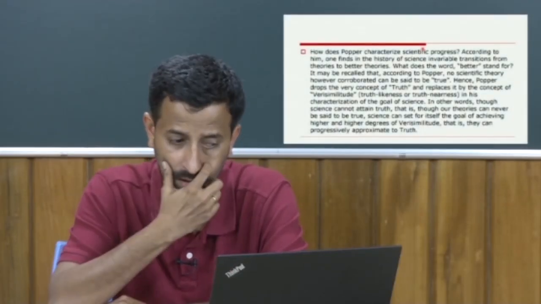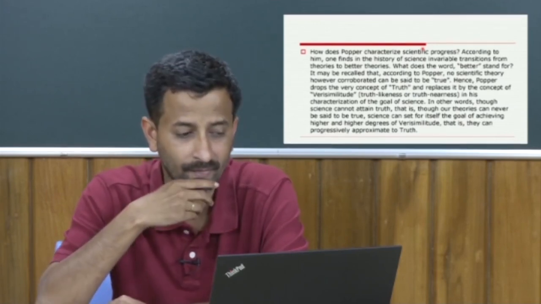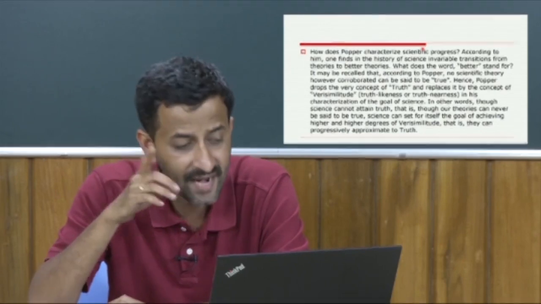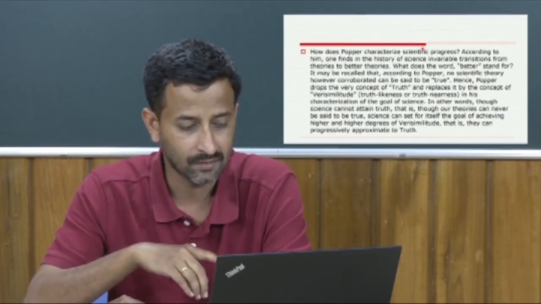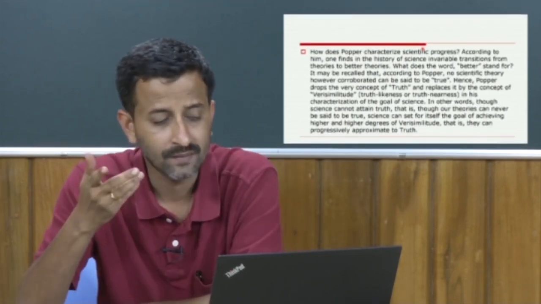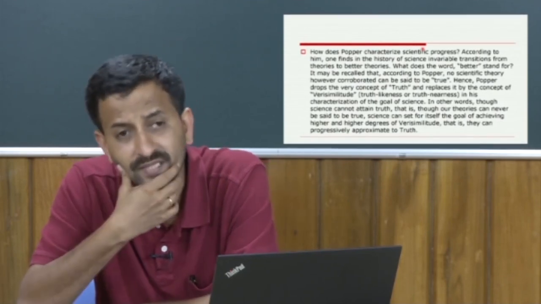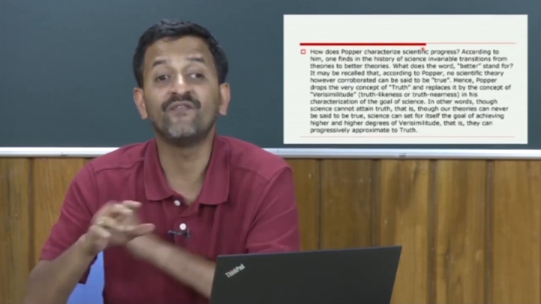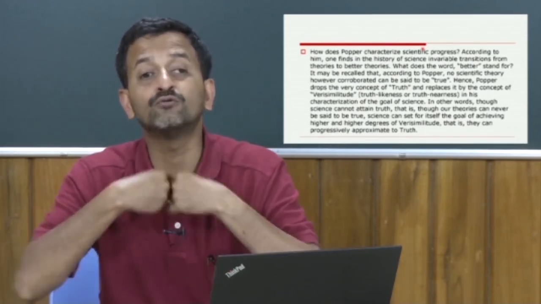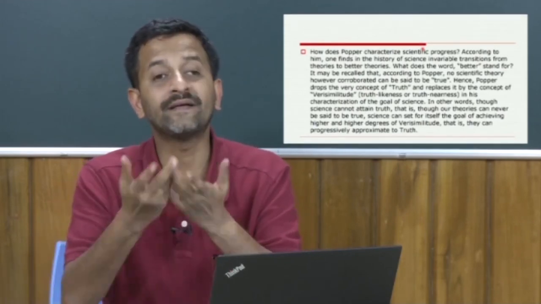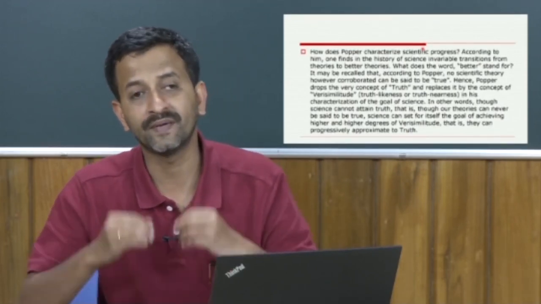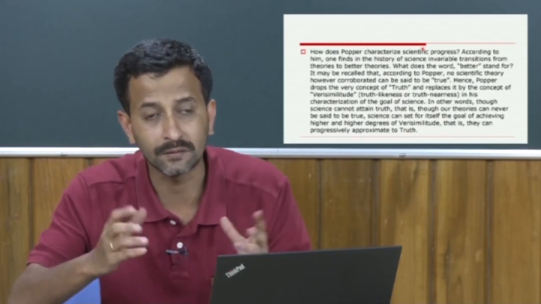He used this term verisimilitude when he dwelt upon the characterization of the goal of science. To put it succinctly, though science cannot attain truth, that is, though our theories can never be said to be true, science can set for itself the goal of achieving higher and higher degrees of verisimilitude, which are very close to the truth, truth nearness, truth likeness. That is, they can progressively approximate to truth.